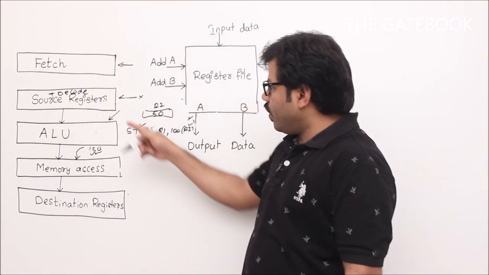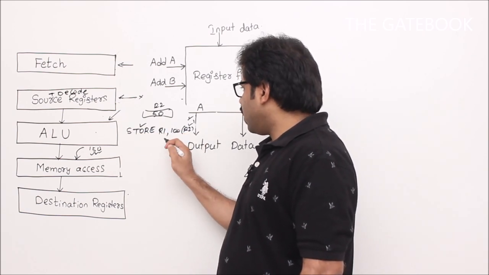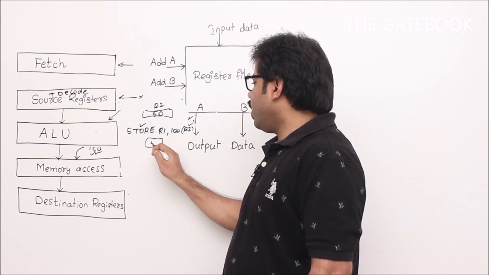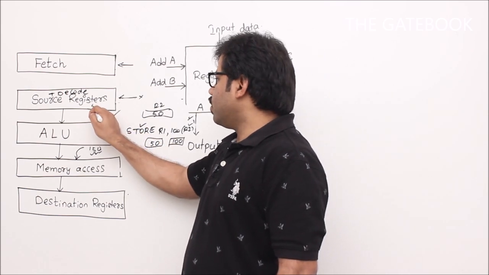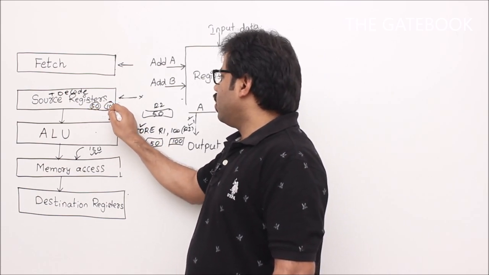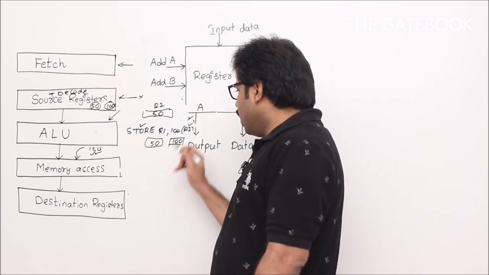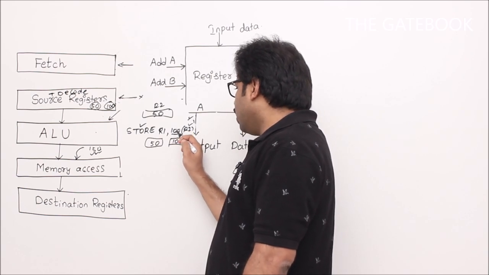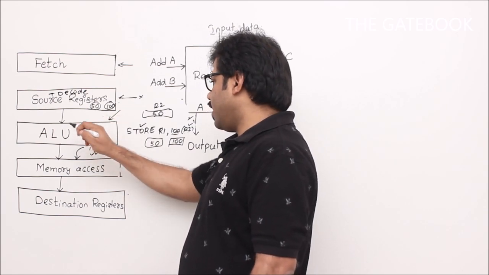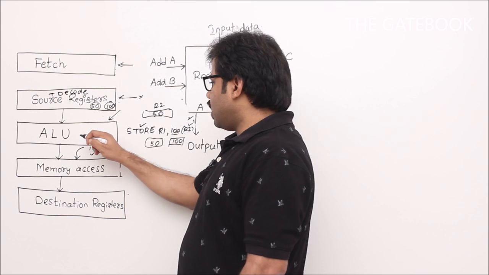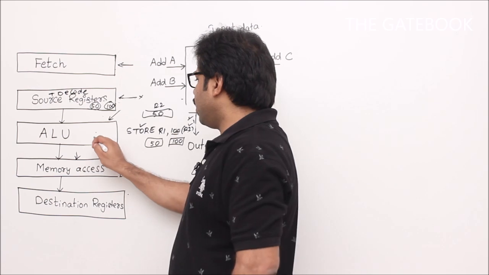In the decode phase, we will be reading R1 and R2. Let's assume the value of R1 is 50 and the value of R2 is 100. We will be reading these in this phase, so 50 and 100. In the next stage, we do the ALU operation. The absolute address is the immediate value 100 plus the content of R2, which we already read, which is 100. That 100 plus 100 will be added in this ALU phase, so in this arithmetic phase, you get 200.